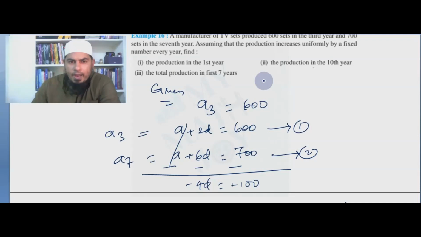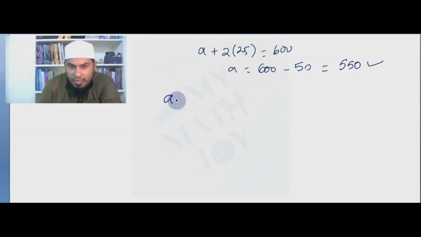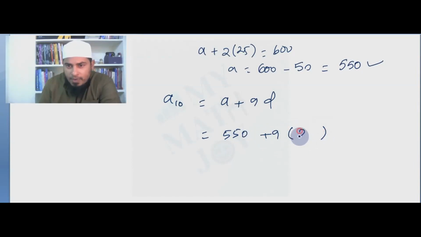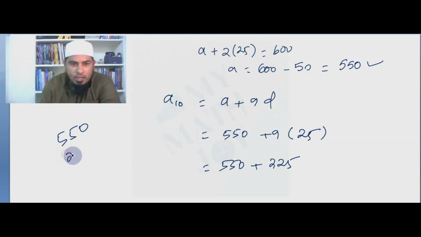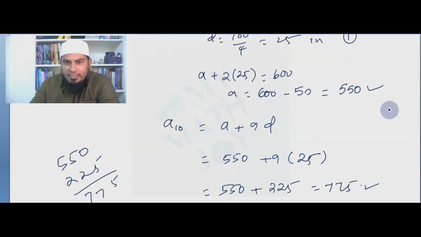It is 550. Okay. We want the production in the 10th year, which is a10, and it will be a plus 9d. A is my 550, d is my 25. So 550 plus 25 times 9 is 225. If we add this, you'll get exactly 775. So we got the 10th year.